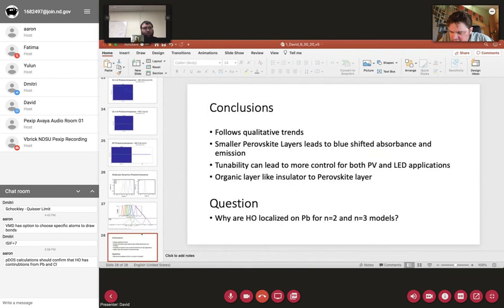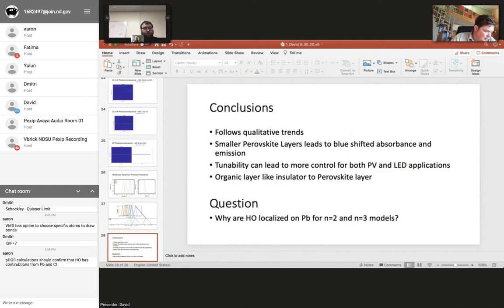Aaron is typing a comment that PDOS calculations should confirm that the HOMO has contributions from lead and chlorine. Yes. And I also wonder if the HOMO-1 will have a similar orbital as the HOMO or a drastically different one. If they are degenerate, one may expect that they will be similar, but it's better to have either PDOS or orbitals or both.